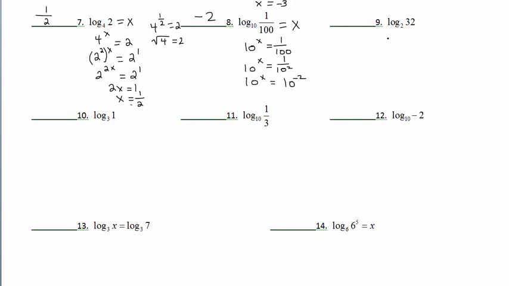Continuing that work over here with number 9. I can rewrite 32 as a power of 2. 32 is really 2 taken to the 5th power. Same base, x equals 5.